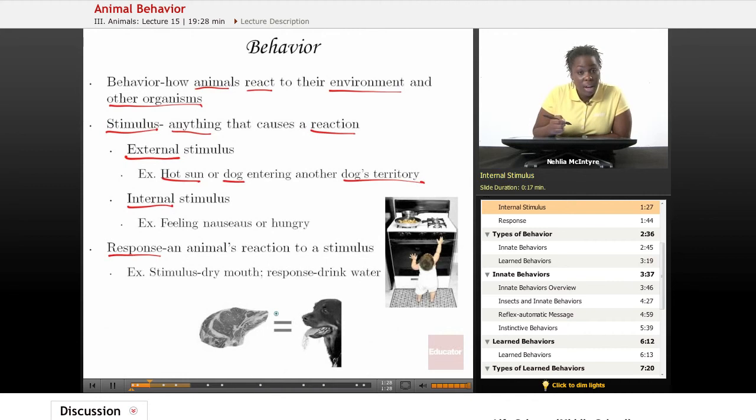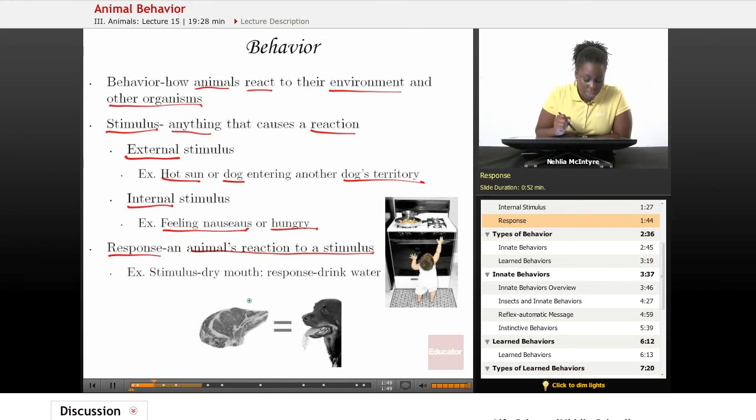Now, there's other types of stimuli that would come from the inside of the animal, and those would be internal, such as feeling nauseous or sick, or being hungry or tired or even thirsty. Those things would be considered internal because they come from inside of the animal. Now, a response would be an animal's reaction to any type of stimulus, whether it be internal or external.